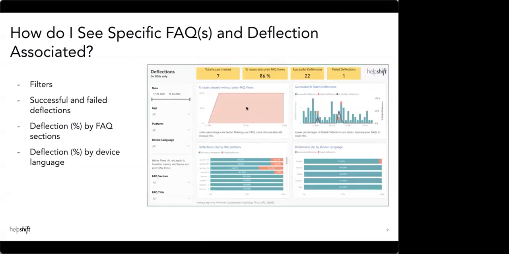You can also look at deflection percentage by FAQ section and consider deflection percentage of the FAQ by different languages they are published in. Apart from this, the first graph is really interesting. This graph gives you the percentage of issues created without your end users viewing these FAQs. The lower the percentage, the better the FAQ performance. So keep an eye out for this graph and metrics.